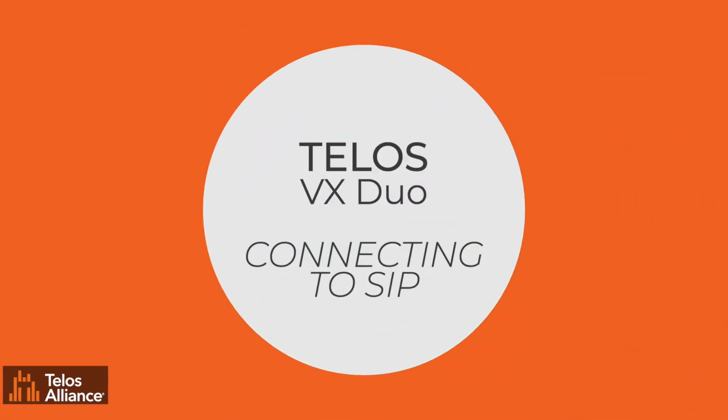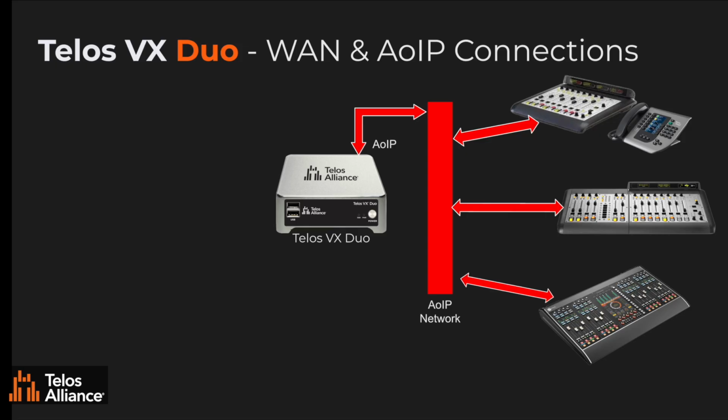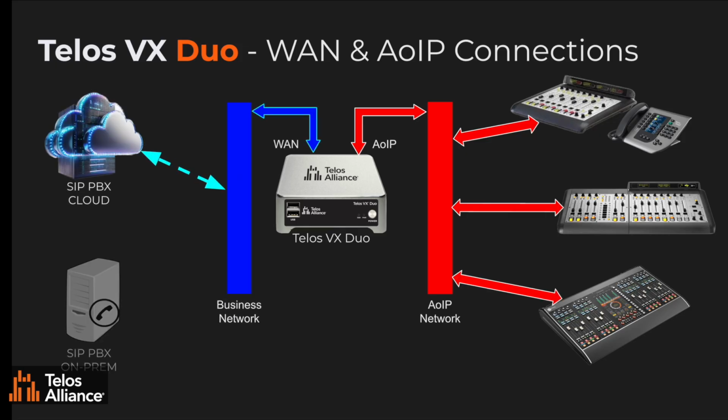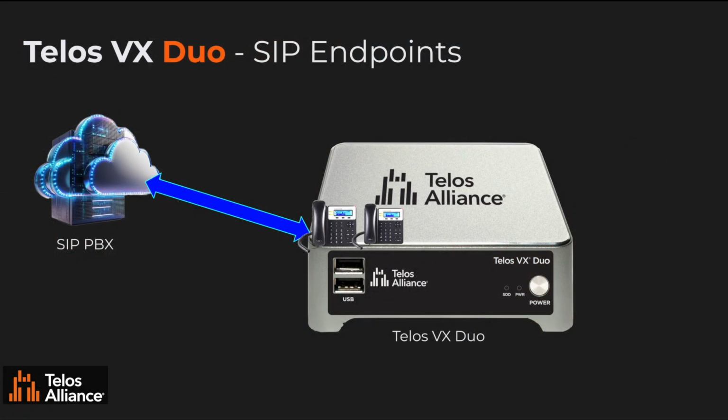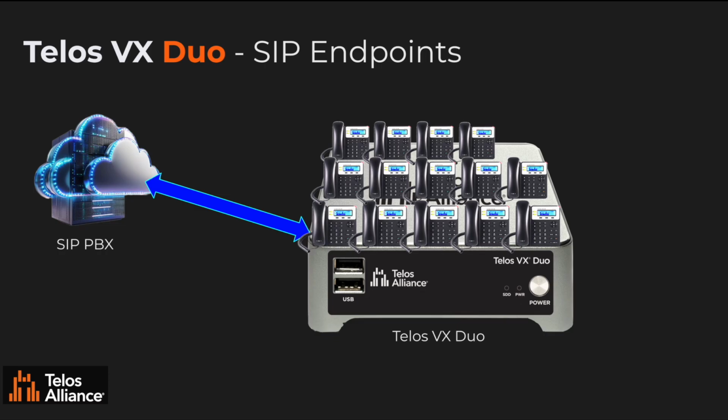Registering SIP connections. One prerequisite is already having generic SIP extensions from a SIP PBX. Now, this SIP PBX can be either on-site or cloud-hosted, and the VX Duo can register to extensions from more than one SIP PBX at a time. So keep that in mind if you'd like some redundancy or some flexibility to route calls from, let's say, your business phone system into the VX Duo. The VX Duo is not itself a PBX. The VX Duo is what we call a SIP endpoint. It's actually a whole bunch of SIP endpoints in one box.